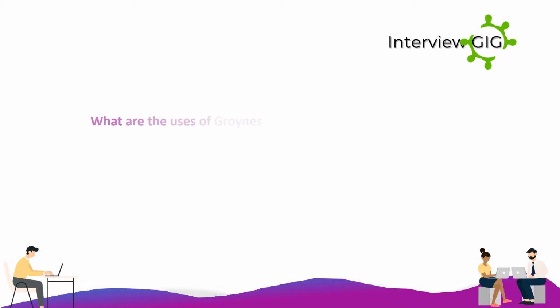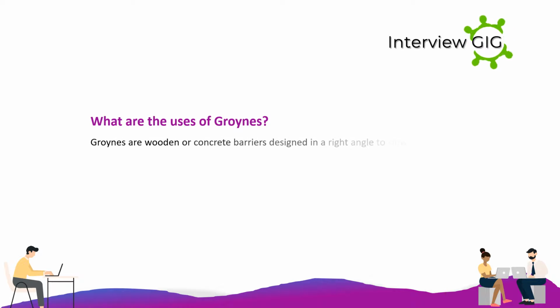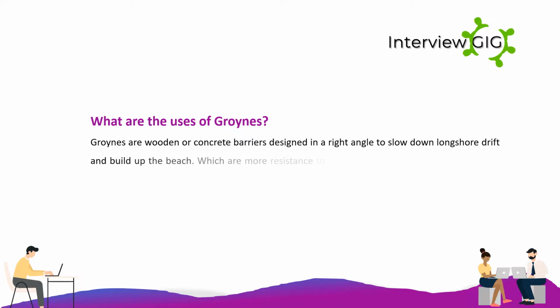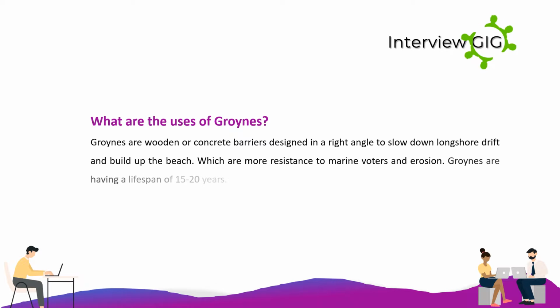What are the uses of groins? Groins are wooden or concrete barriers designed at a right angle to slow down longshore drift and build up the beach. They are more resistant to marine borers and erosion. Groins have a lifespan of 15 to 20 years. Groins are a form of coastal protection.